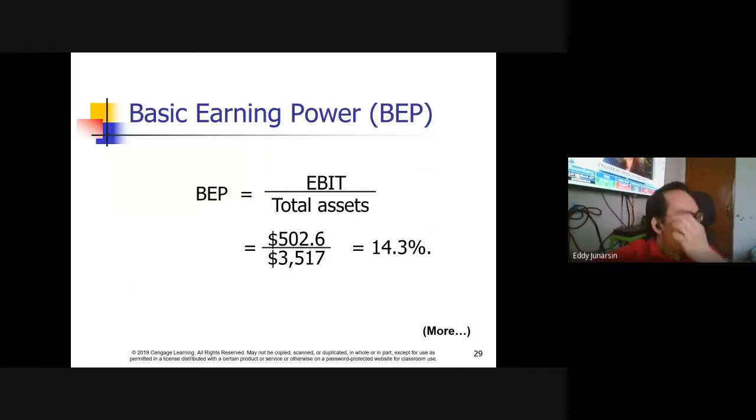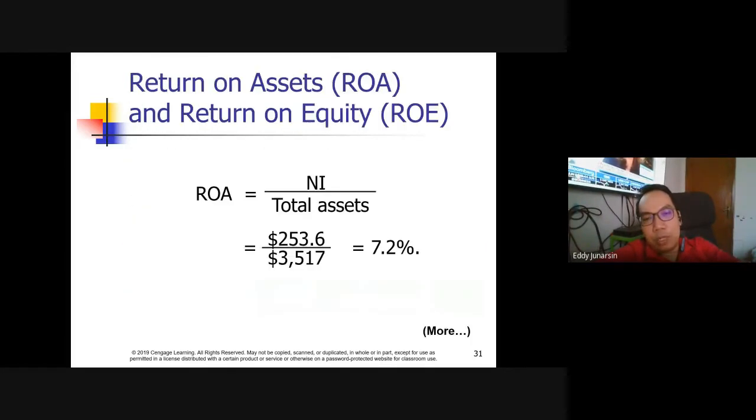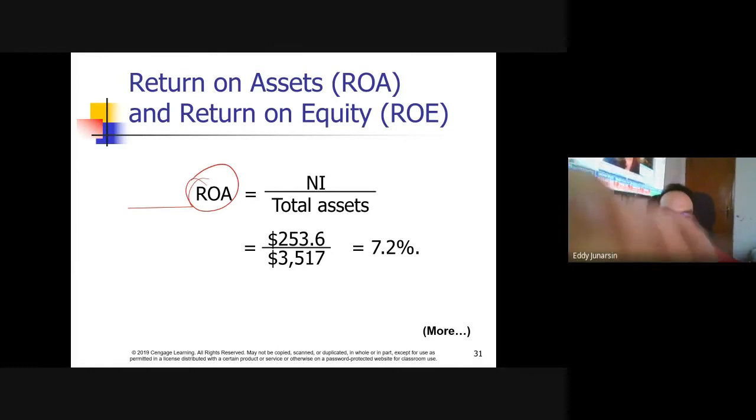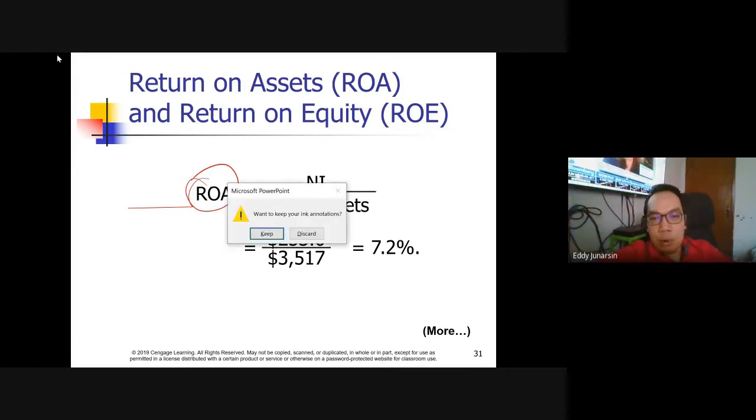Next one, basic earning power. I think I will skip this one because the more appropriate name for this is actually ROA, right? ROA is a famous ratio, return on assets. We use this a lot in research and in industry publications. ROA is return on assets.